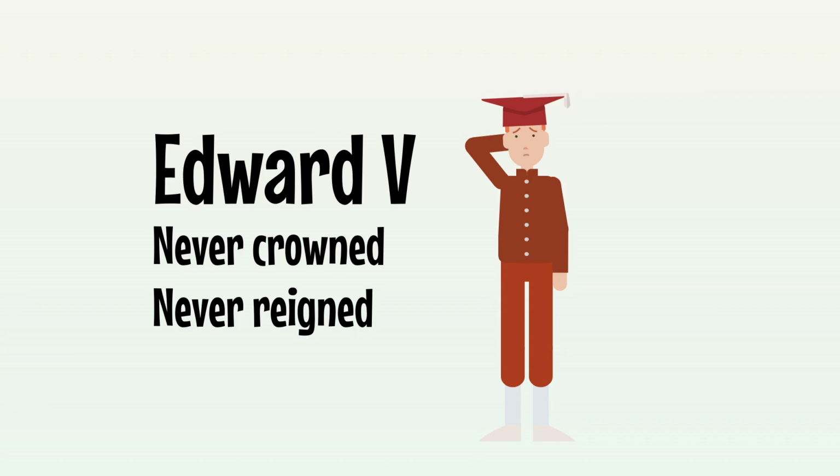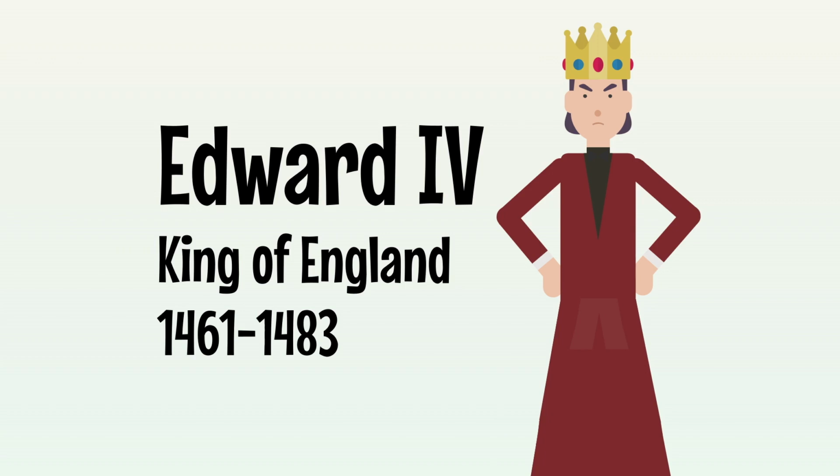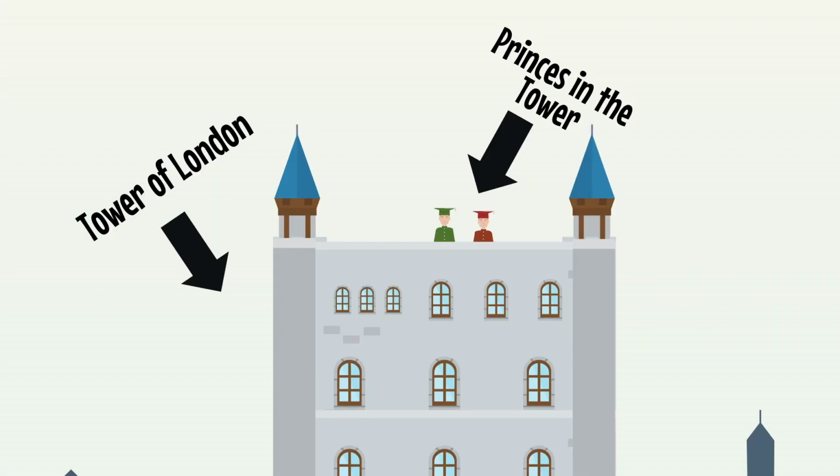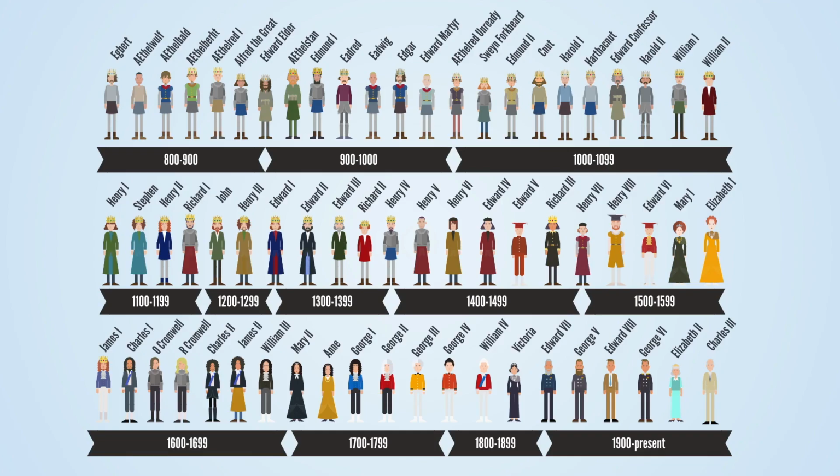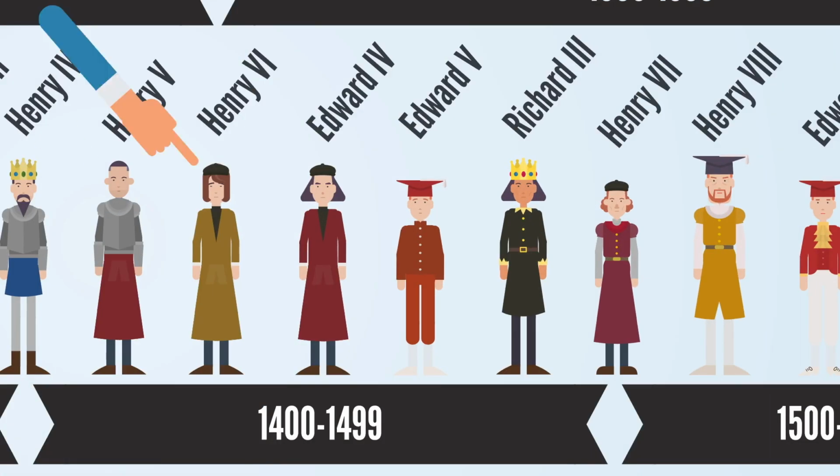ever crowned. He's famous for being the son of King Edward IV, for inheriting the crown when he was just 12 years old, and for being one of the two princes in the Tower, along with his younger brother Richard, who had disappeared. Let's have a look at where Edward V sits in our timeline. He's here, inheriting the crown 540 years ago.